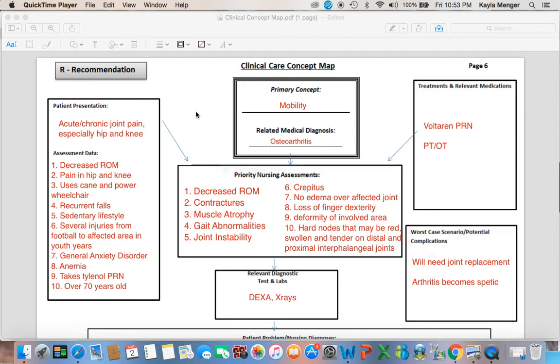Alright, so this is how I make my concept maps. This patient is made up. There's no specific person that this is about, just going off of an example.